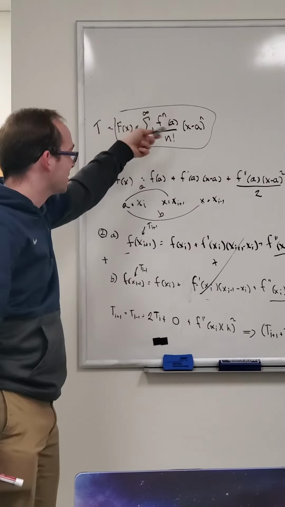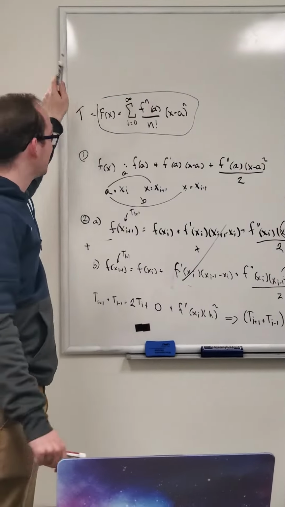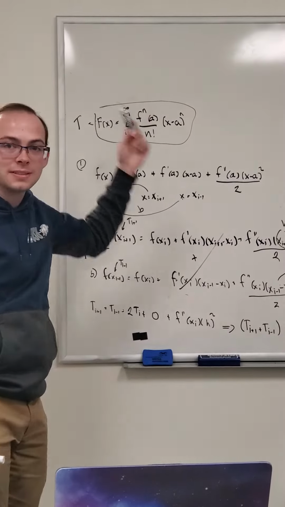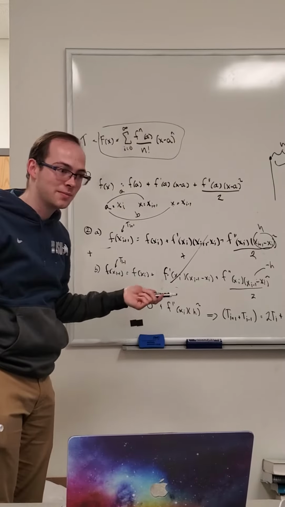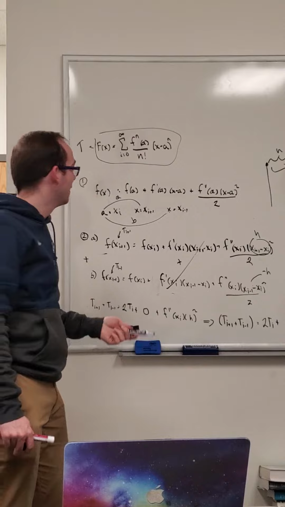where f of x equals the Taylor series expansion. In this case, f of x, our independent variable, is temperature. We want to solve for temperature using positional data.